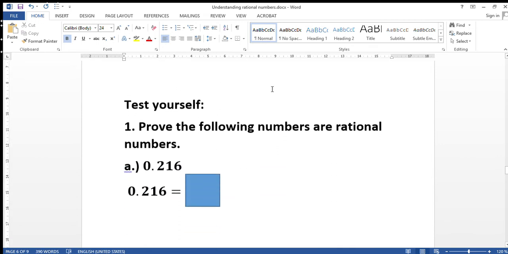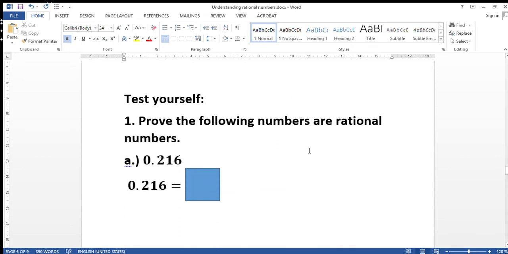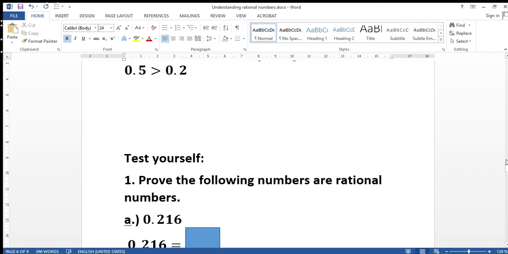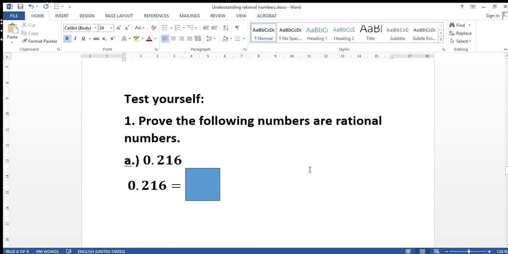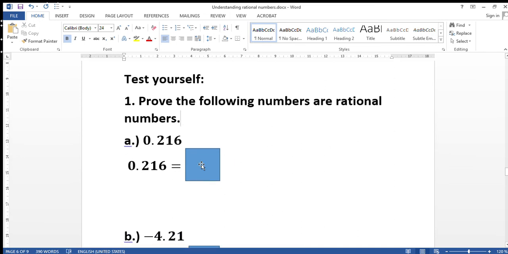Okay, next we have test yourself. For this one, you need to prove that the following are rational numbers. You may find this question in your textbook, page 31. We have 0.216. Again, like what we did on the top. I don't want to scroll up, I'll just stay right here.